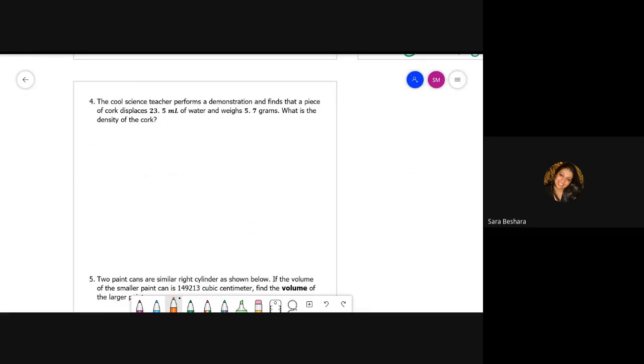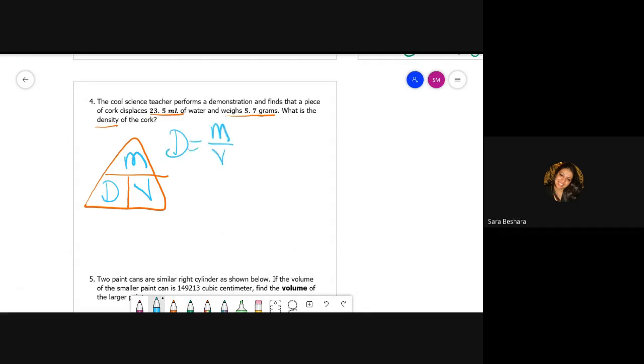that displays 23.5 ml of water and weighs 5.7 grams. What's the density of the cork? Again, if we create the triangle, D equal to M over V, what do I have? What's the 23.5 ml of water represent? The volume. How did I know that?